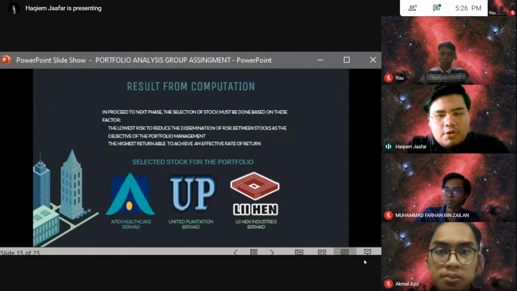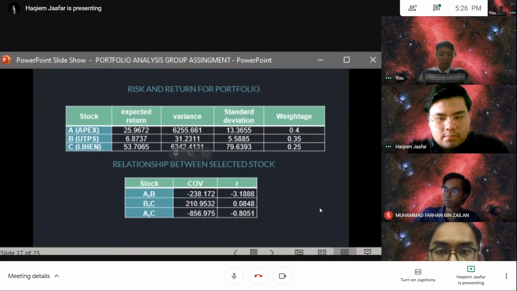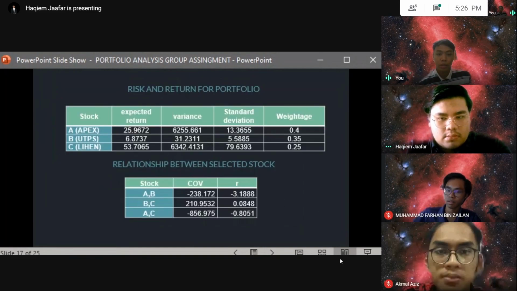Okay, so we are going to the next phase, which is phase 2, the portfolio analysis, computation of the portfolio risk and return. I would like to invite Ahmad Shafwan to explain regarding this topic. So from the question, we have to put 2 million into 3 companies. We have chosen these 3 companies because of the lowest CV. And we have put 40% into Apex, 35% into United Plantation, and 25% into Lihan.